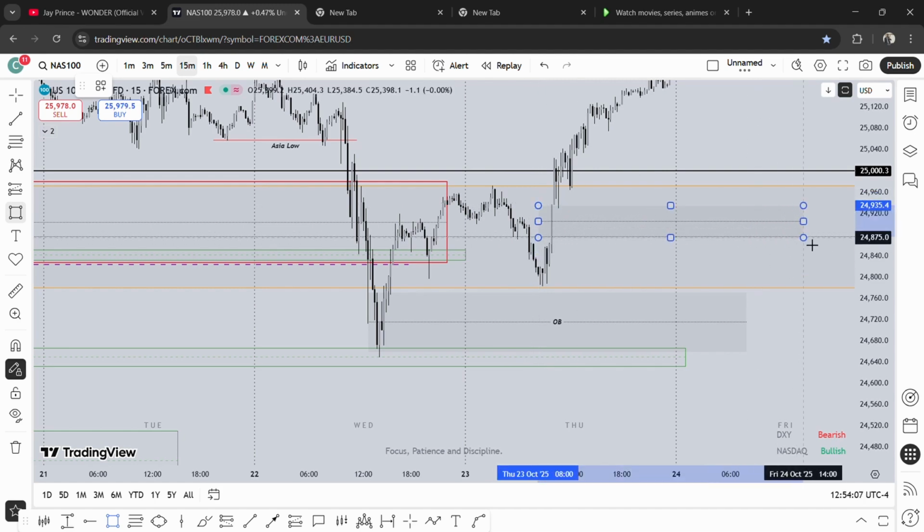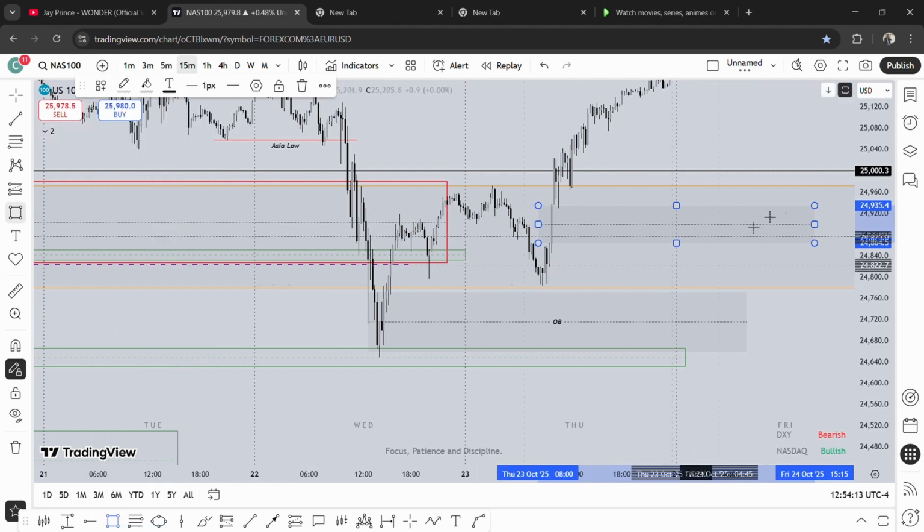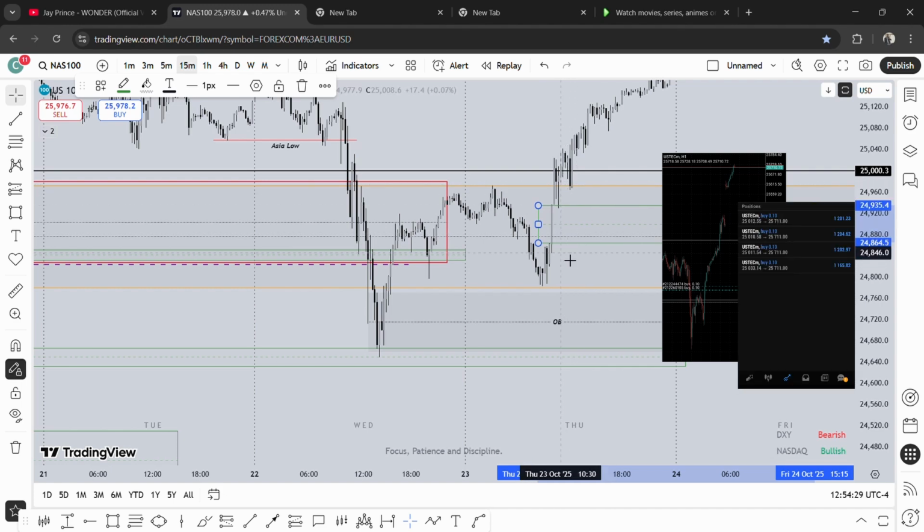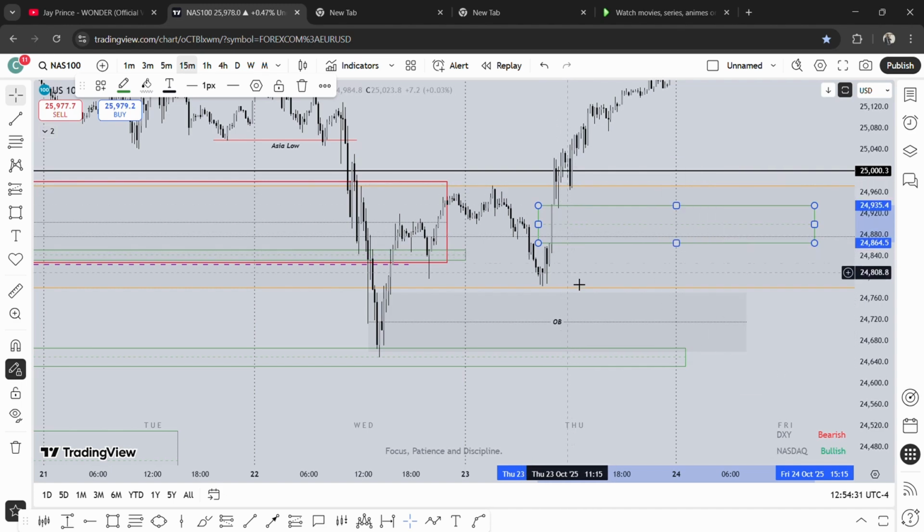This one traded into that fair value gap over there. That's where I entered. Placed my stop just below this low over here. I could have also placed it below this, but it's important to remember this is the 15-minute time frame. That would have been a very wide stop actually.